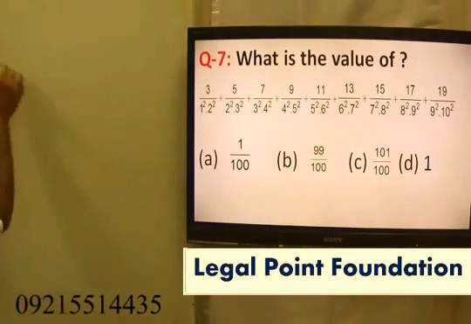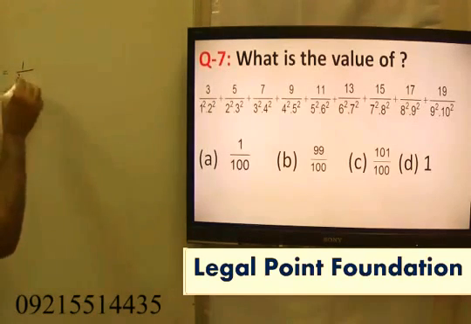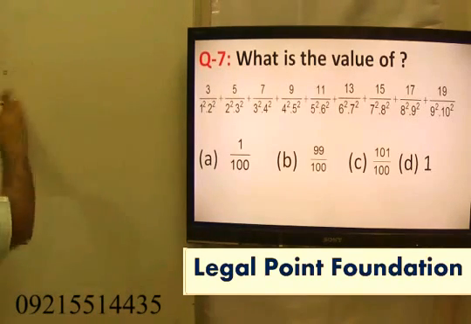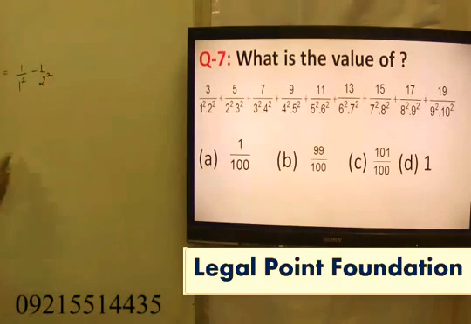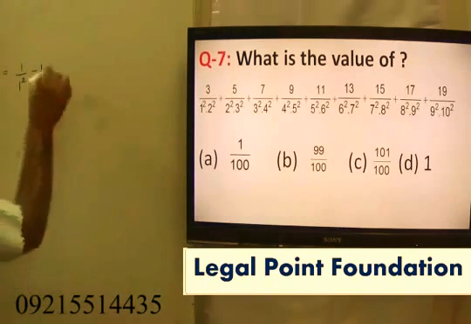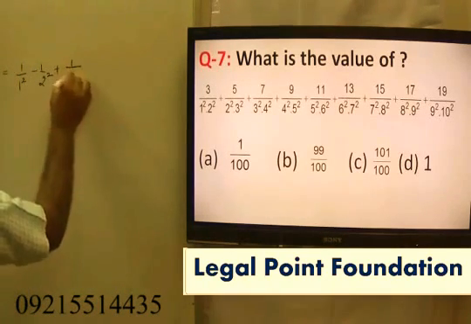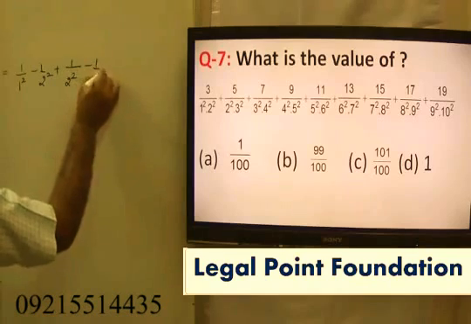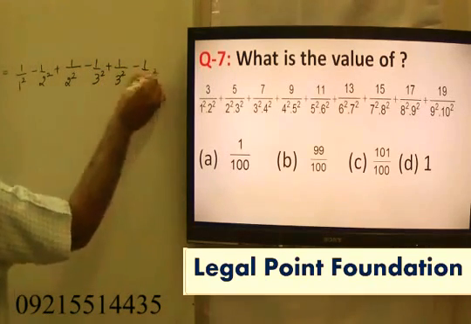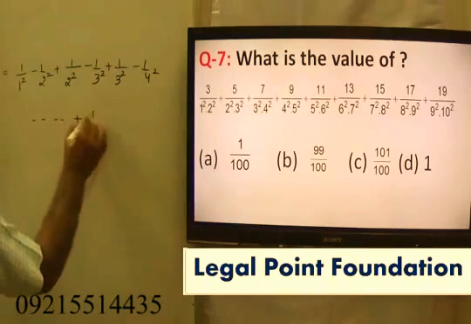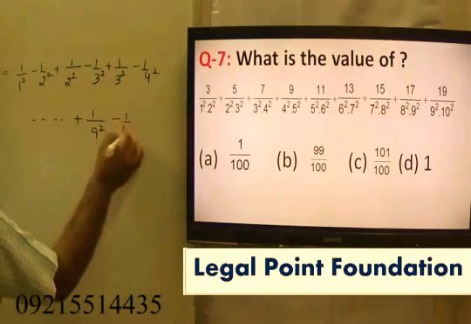You may break it as 1 upon 1 square minus 1 upon 2 square, because when you take the LCM, in the denominator you get 1 square into 2 square and in the numerator you get 4 minus 1. Second case, you may say 1 upon 2 square minus 1 upon 3 square. Then 1 upon 3 square minus 1 upon 4 square, and this process goes up to 1 upon 9 square minus 1 upon 10 square.